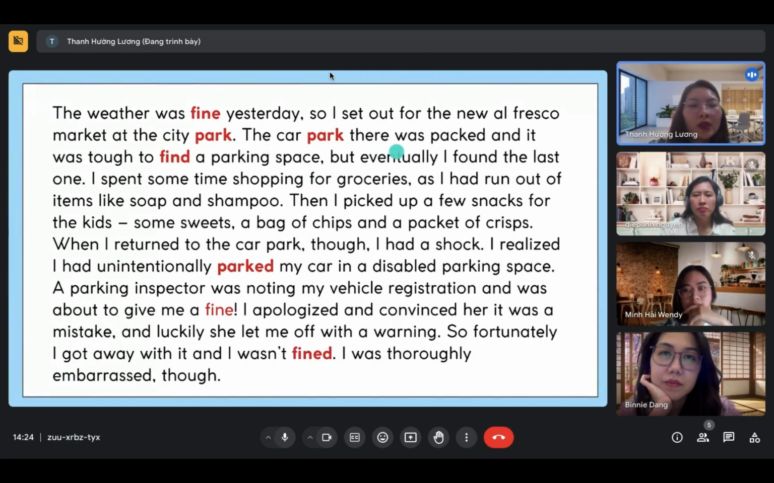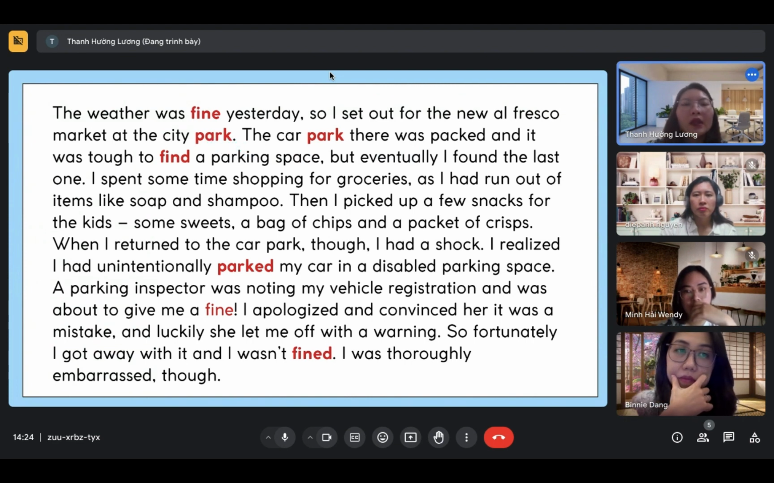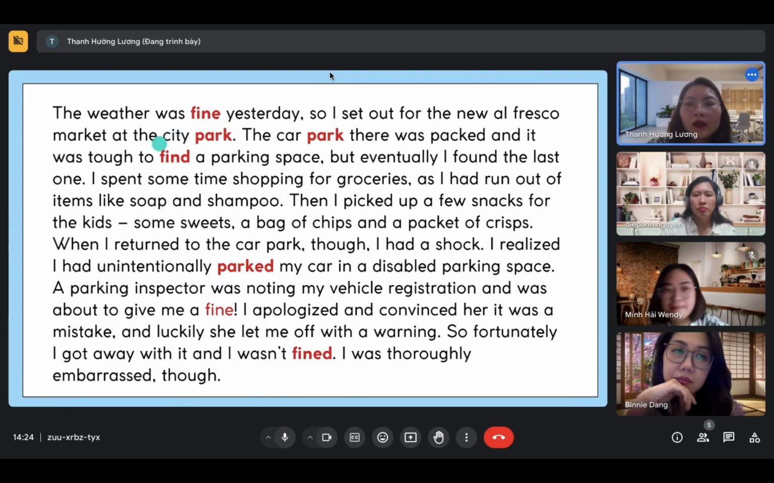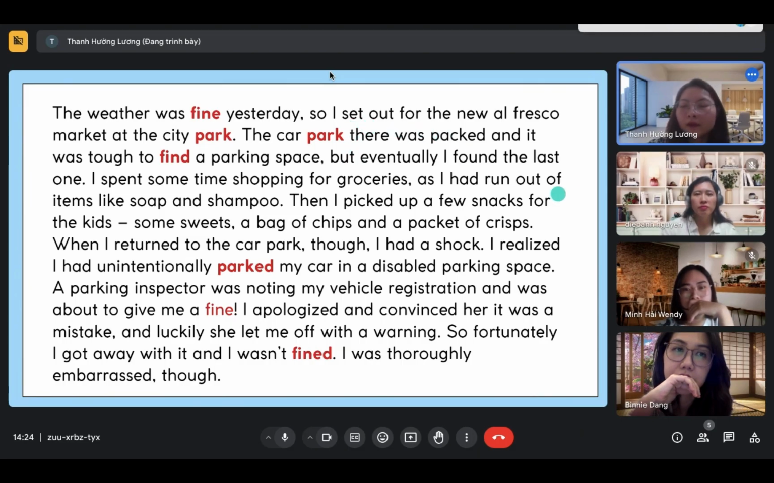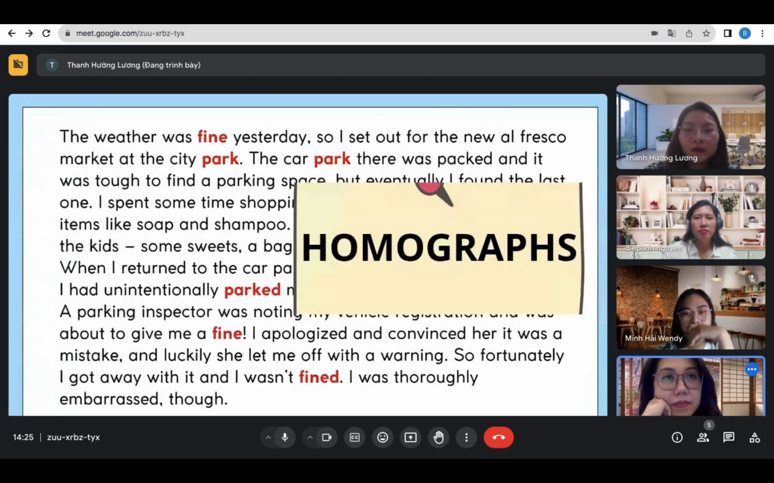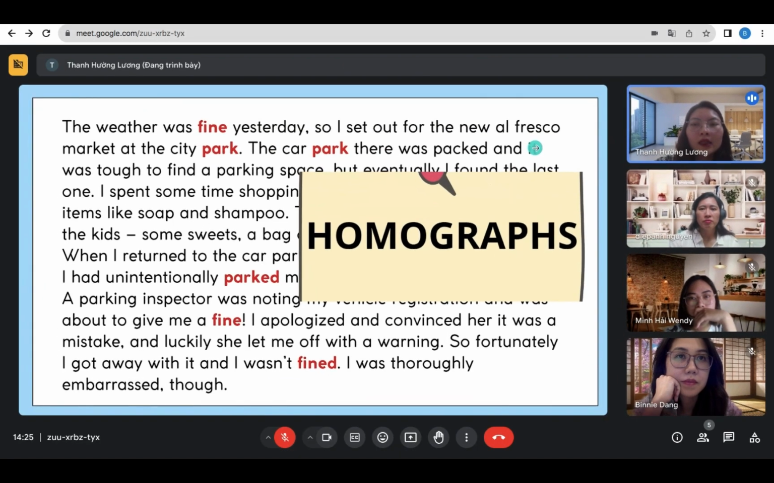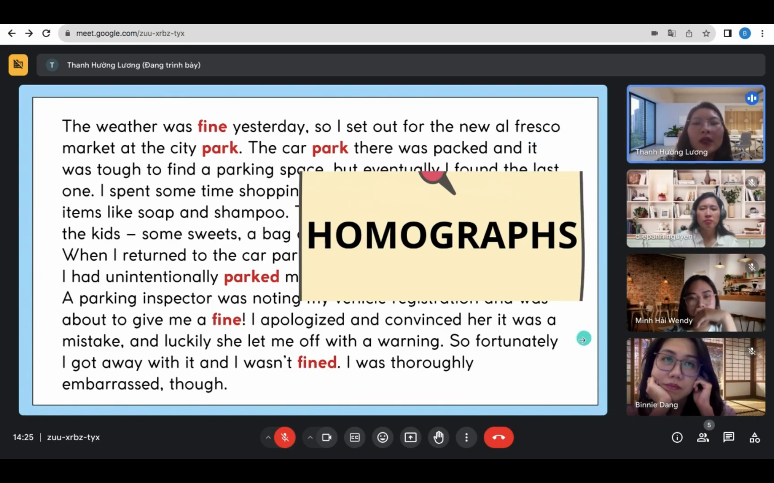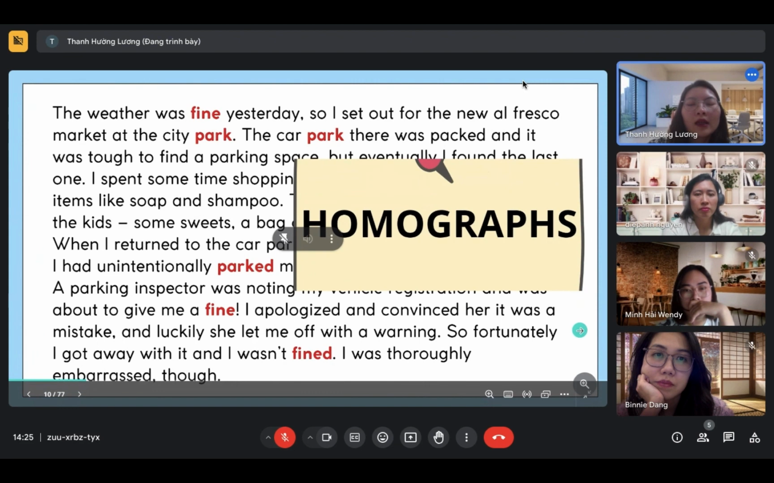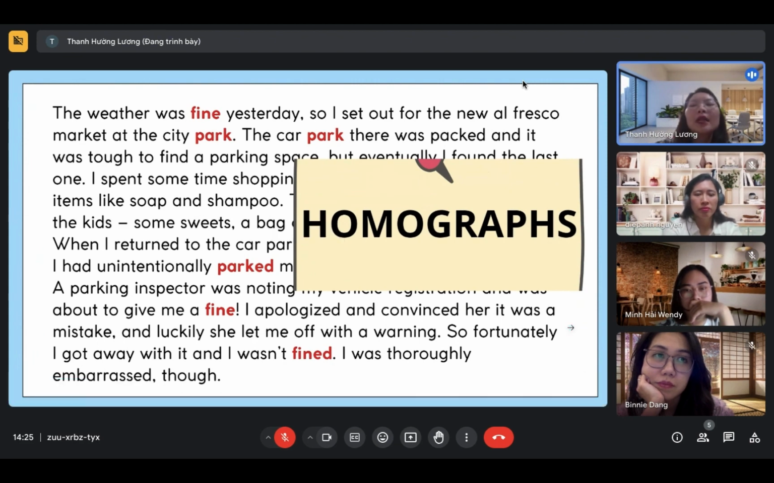The same problem comes with the word park. As you can see on the screen, the city park and the car park here are different in meaning. So when the students see these words in the reading text, we call them homographs, which are words that have similar or the same spelling but different meanings.